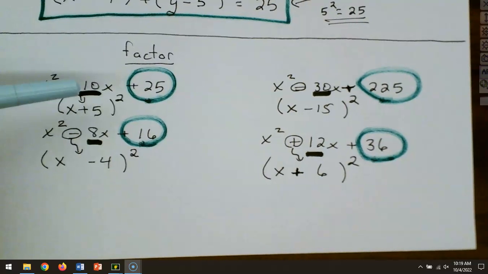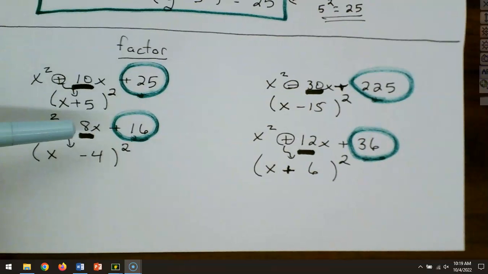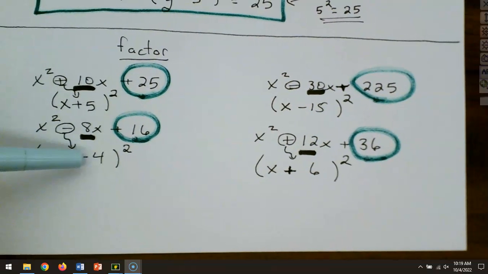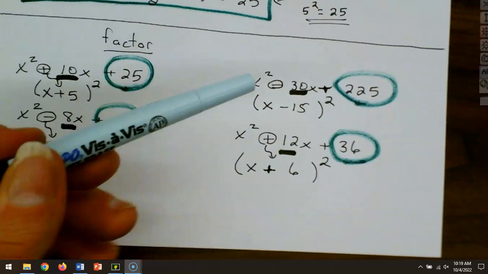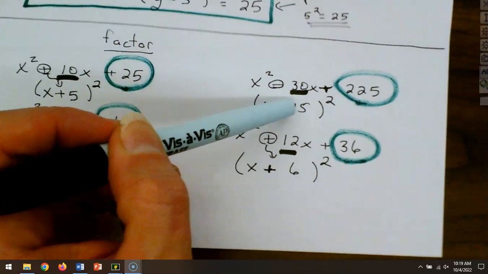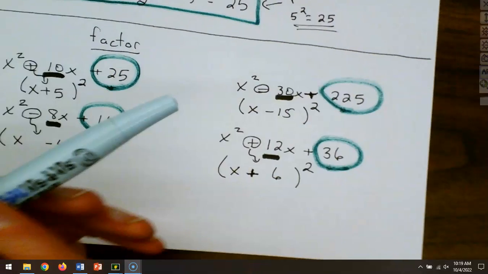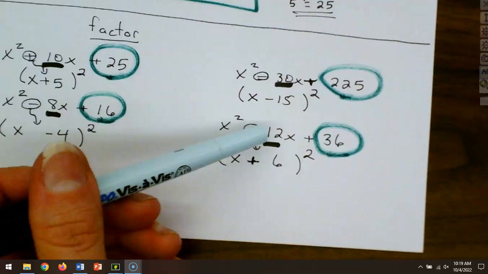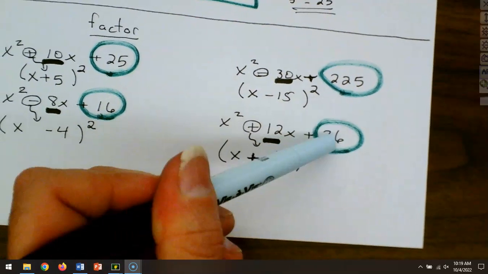Half of 10 is 5, and 5 squared is 25. Half of a negative 8 is a negative 4, and when you square a negative 4, it becomes a what? Positive 16. Half of negative 30 is a negative 15. 15 squared is 225. Half of 12 is 6. 6 squared is a 36.